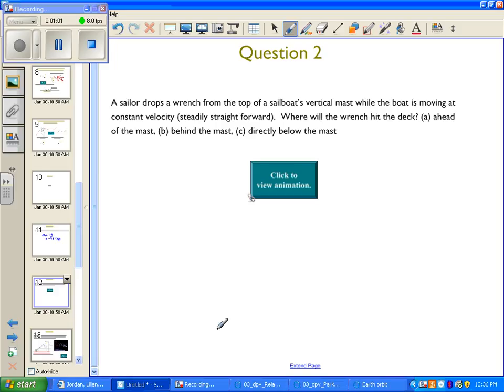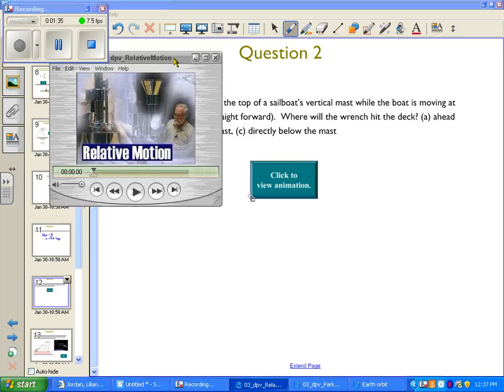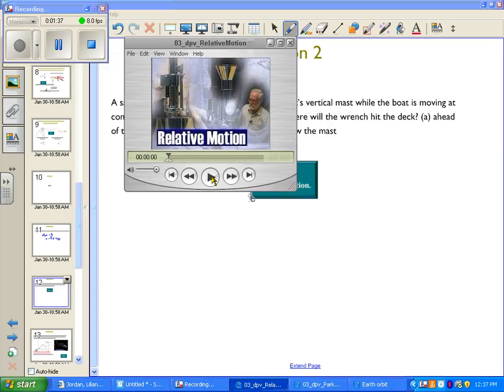Question 2. A sailor drops a wrench from the top of a sailboat's vertical mast while the boat is moving at constant velocity. Constant velocity being at a constant speed in a fixed direction. The question is, where will the wrench hit the deck? A, ahead of the mast, B, behind the mast, and C, directly below the mast. And I have a video which will help illustrate the concept for relative motion.